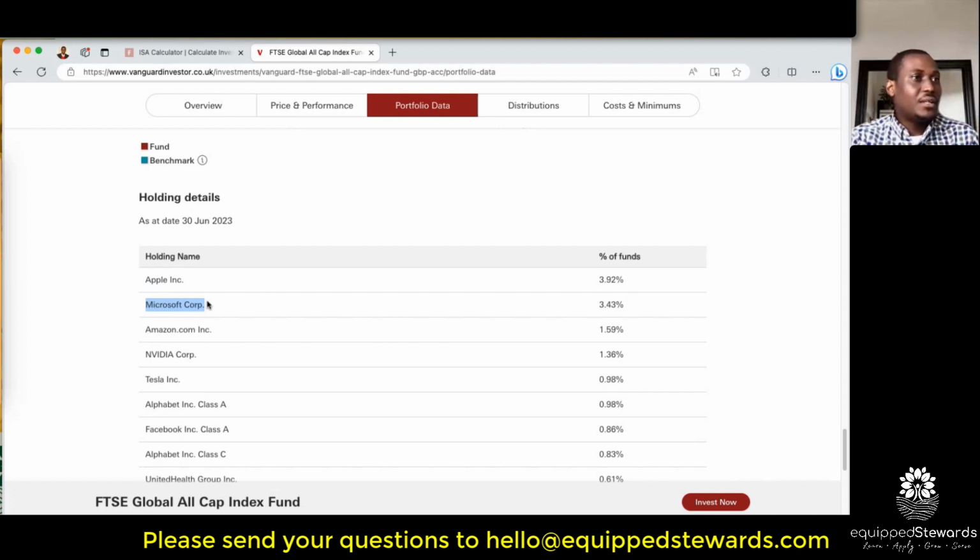Microsoft is another very big company, so they account for 3.43%. Amazon is there, Nvidia is there, Tesla is there, almost about 1%. So if you invest in the fund, you are also investing in all these companies.